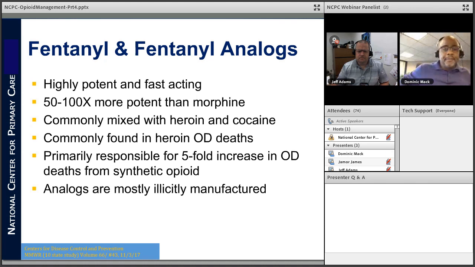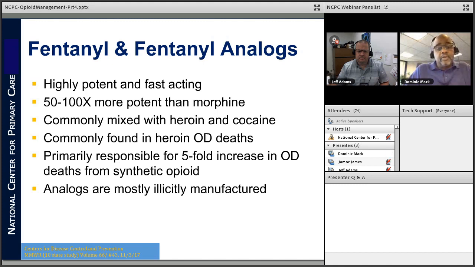I just want to point out fentanyl and fentanyl analogs. Fentanyl is a synthetic drug, but then there are illegal labs out there that are making analogs to mimic the fentanyl. Why is fentanyl so popular? It's used a lot out there on the streets because it's highly potent and fast-acting, 50 to 100 times more potent than morphine. And it's commonly mixed with heroin and cocaine, and commonly found in the heroin mixture in these overdoses, which Jeff will tell you more about.